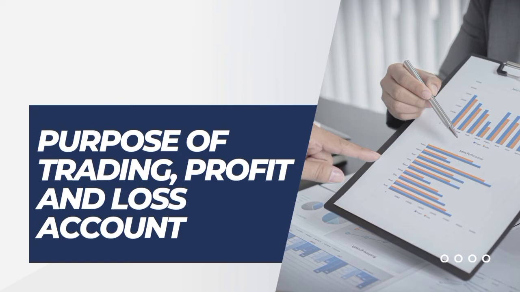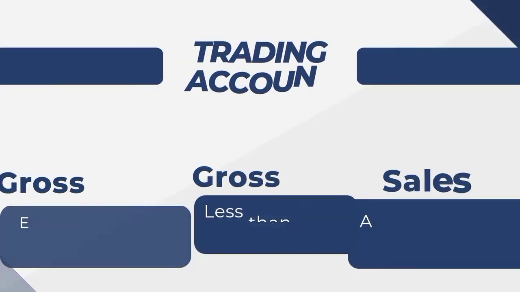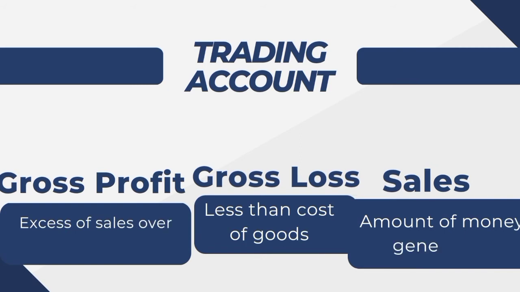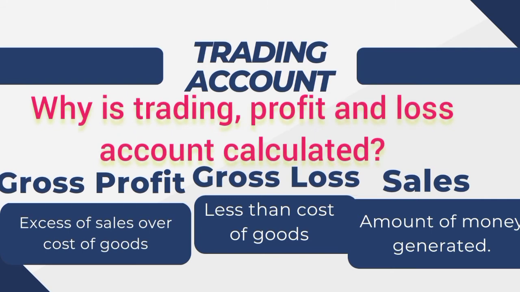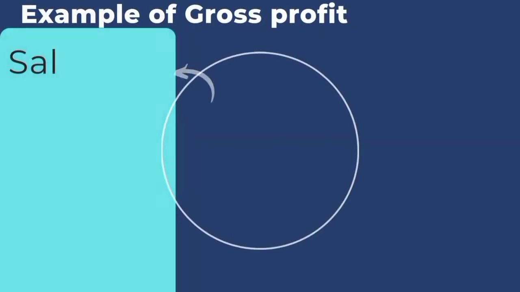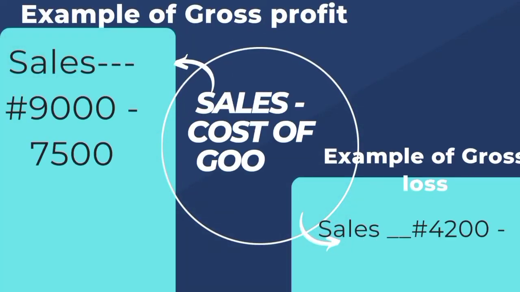All right? So this will take us to trading account proper. Remember, you begin this account first by calculating the trading account. In other words, trading account is calculated to determine the gross profit or gross loss of an organization. Now, what is gross profit? Gross profit is the excess of sales over cost of goods sold. In other words, it is calculated as sales minus cost of goods sold.